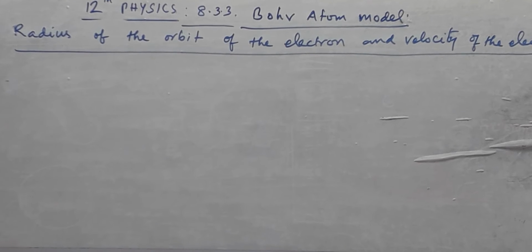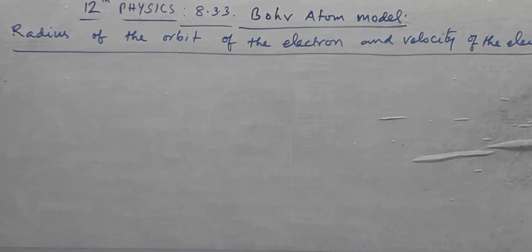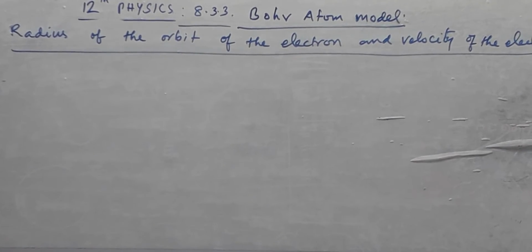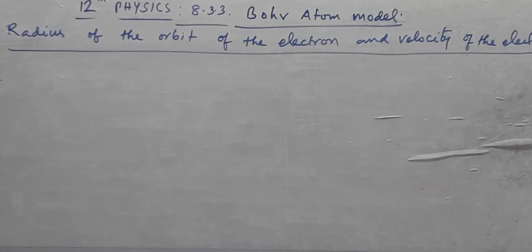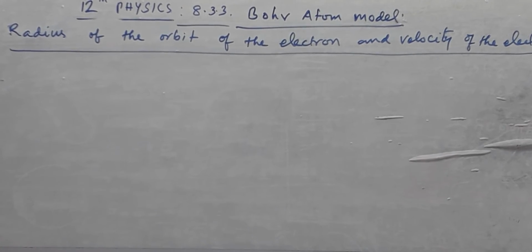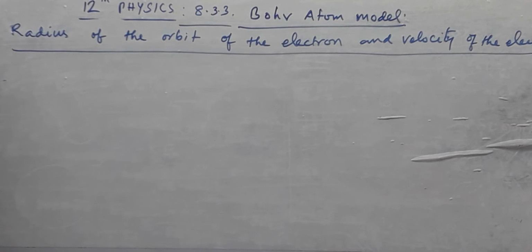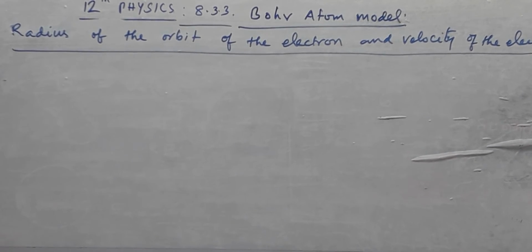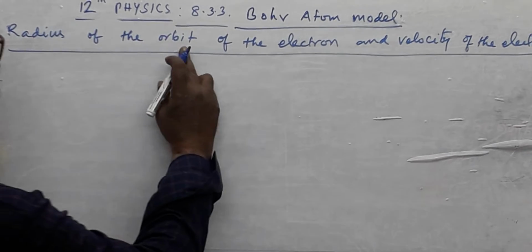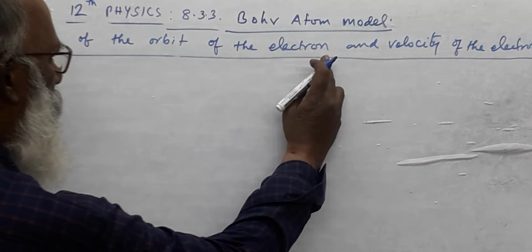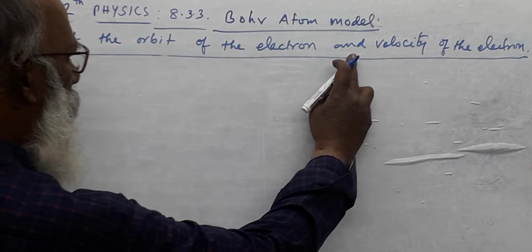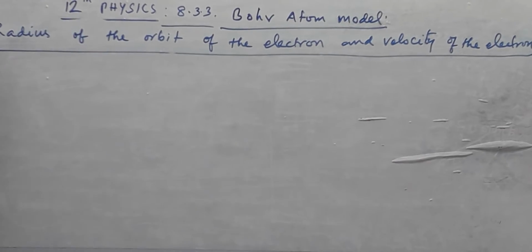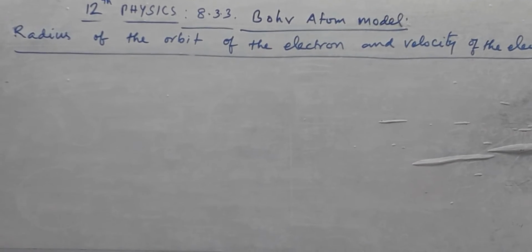Today, 12th Physics 8.33, Bohr Atom Model. Last class we saw the hypothesis of Bohr. Today we are going to see the radius of the orbit of an electron and the velocity of the electron. Very important, five-mark questions.